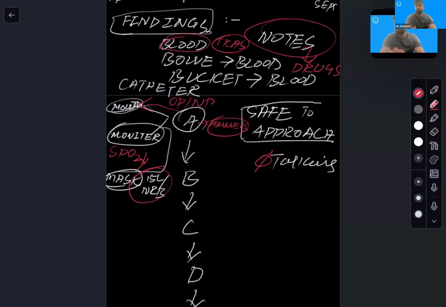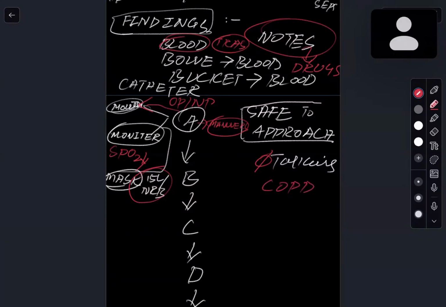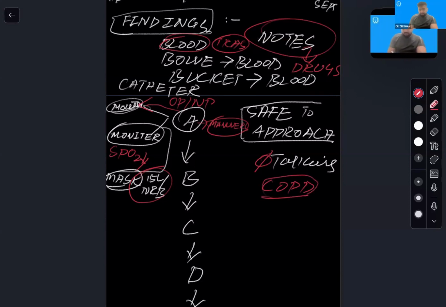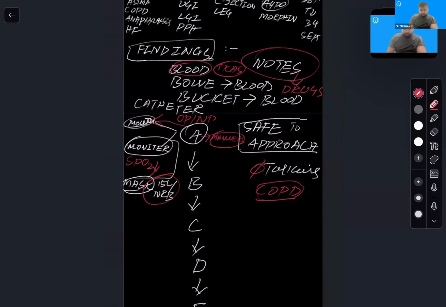For example, you are going to see a COPD patient. What mask are you going to use? If you are going to see a COPD patient, in part A, what is the difference? Guys, write in the chat. 24, 26. Excellent, Allah. Venturi mask. So we are going to do the Venturi mask. If the patient is having COPD, you are going to use a Venturi mask.